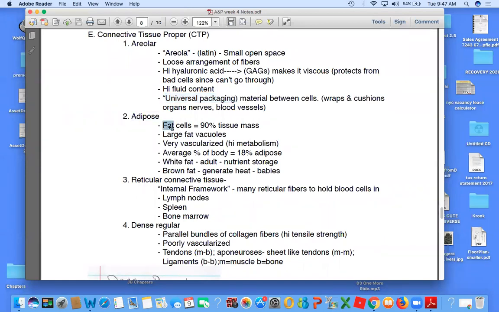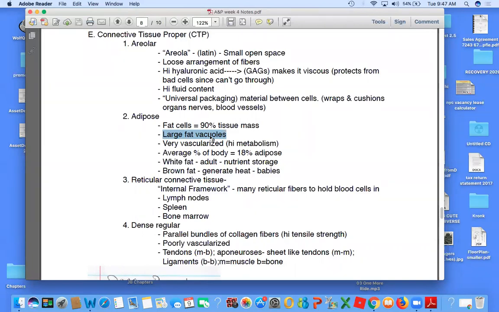Adipose tissue is fat. You know, fat gets a bad rap, but 90% of the tissue mass of adipose tissue is fat, found in large vacuoles. I have a picture of it on page 402, letter F, adipose tissue. You can see large amounts of fat storage in the adipose tissue. The average person has about 18% adipose. Women are 20 to 25%, men 12 to 18%. But on average, we're almost about a fifth fat.